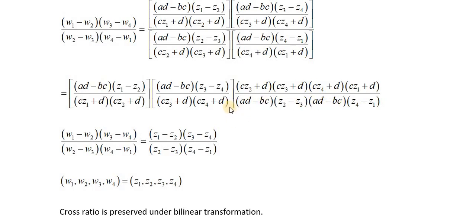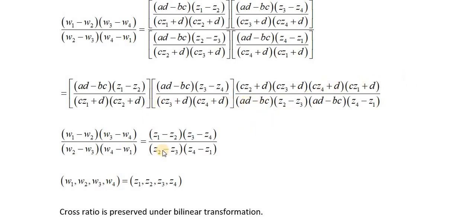Here also cancel. This term cancels with this term. Next, CZ1 plus D is there. That is also going to get cancelled. CZ2 plus D also gets cancelled. CZ3 plus D gets cancelled. CZ4 plus D is also cancelled.